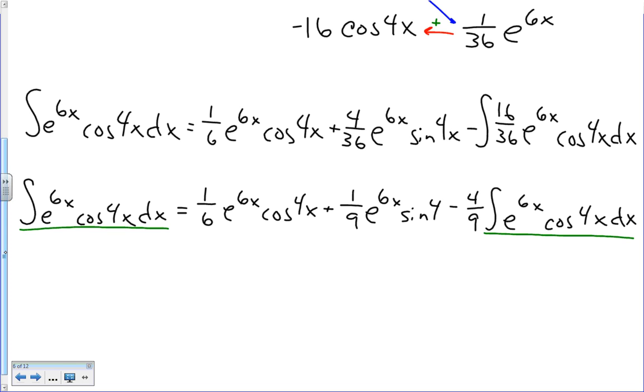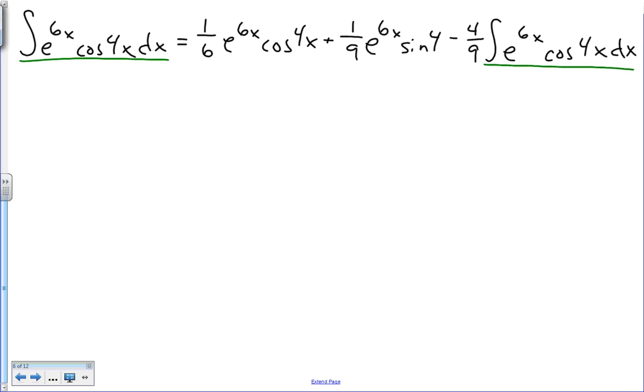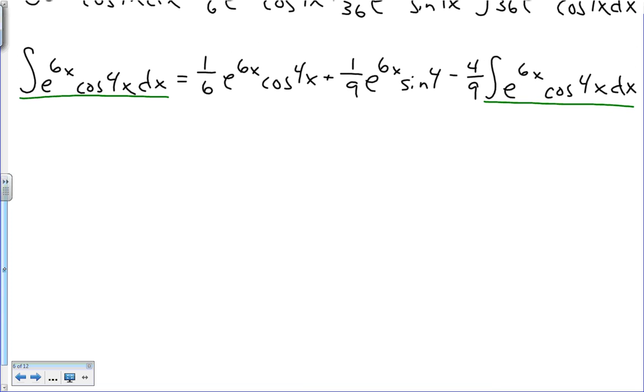I've got one of them on the left side, and I've got a minus 4/9 of that integral on the right side. So if I take the one that I have on the left side and add the 4/9, 1 plus 4/9 will actually give you 13/9. So we have 13/9 times the integral of e to the 6x cosine of 4x dx. Again, what we've done is I've taken the one that I have right here on the left side. In fact, let me go ahead and put a 1 out in front on the left side. And then I've got the 4/9 over on the right side that I was subtracting.